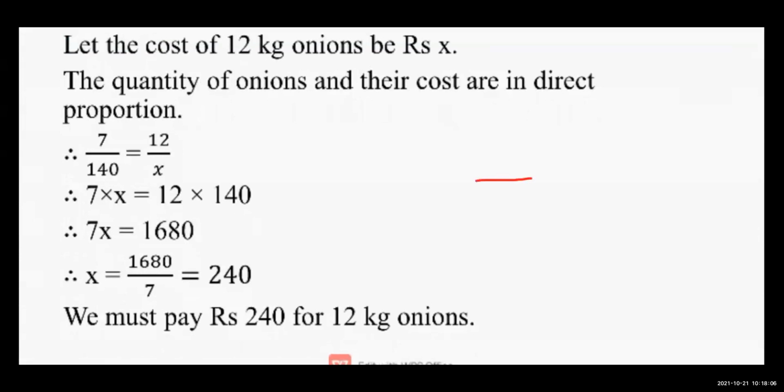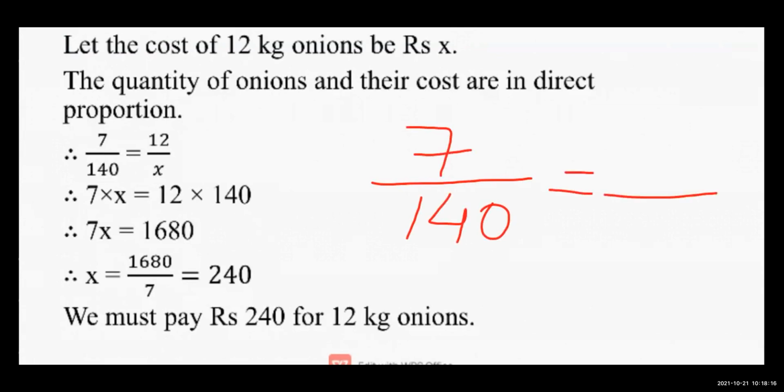What they have said? They have said that for 140, how many kg of onion came? 7 kg. Then what will be the x rupees when we are getting how many kg of onion? 12 kg. See, for 140, 7 kg, then for x rupees, 12 kg.